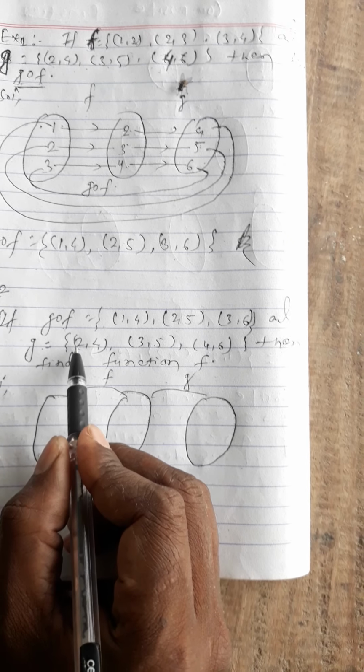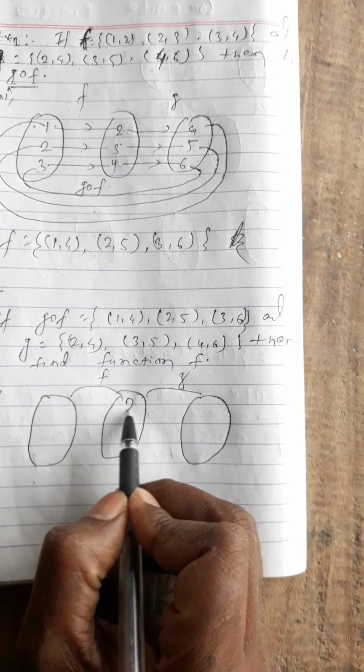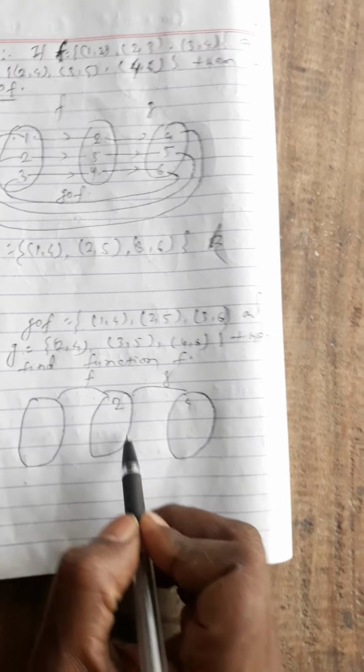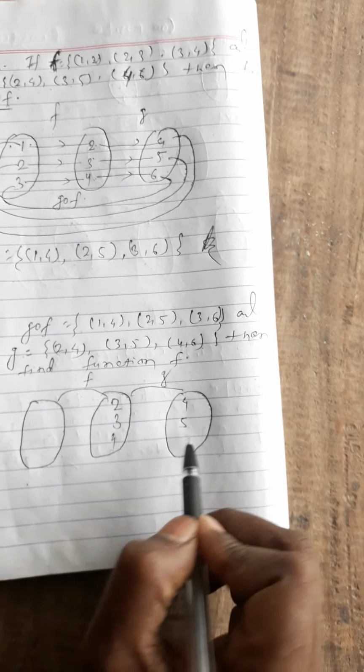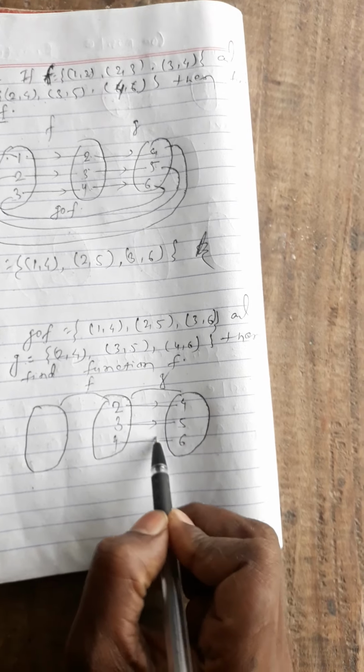That's why write here 2 comma 4. It means in the domain of g should be 2 and the range should be 4. 3 comma 5: here must be 3, here must be 5. 4 comma 6: here 4, here must be 6. We complete the first part. Okay.